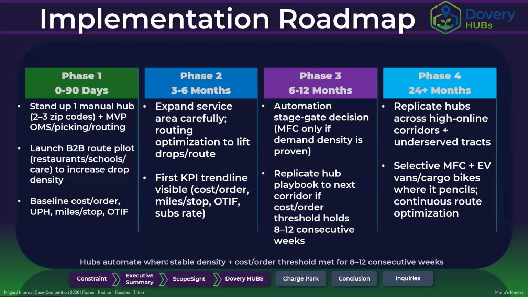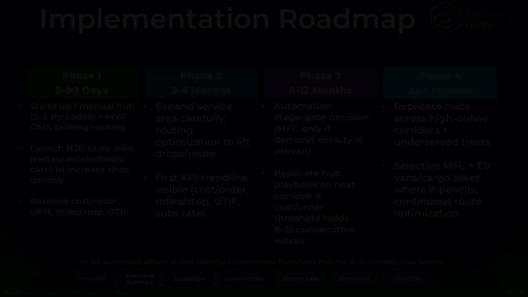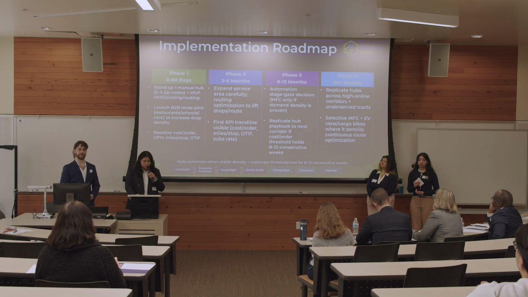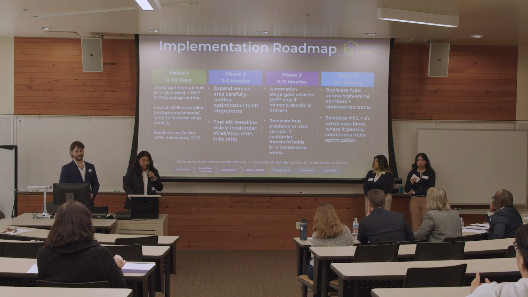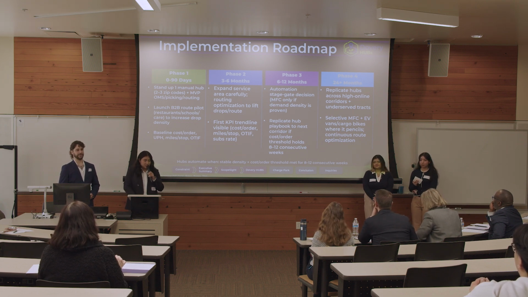By 3 to 6 months, we can carefully expand the service area and use route optimization to increase deliveries per route. This is when we start to clearly see our first performance trends in cost per order, miles per hour, on-time delivery, and substitution rate. By 6 to 12 months, we make a decision about automation using a stage gate approach.